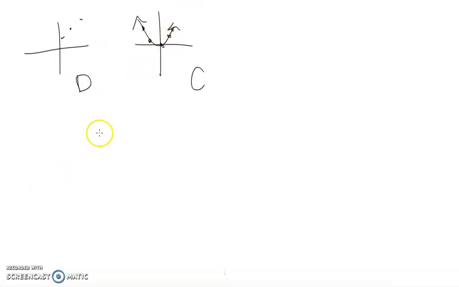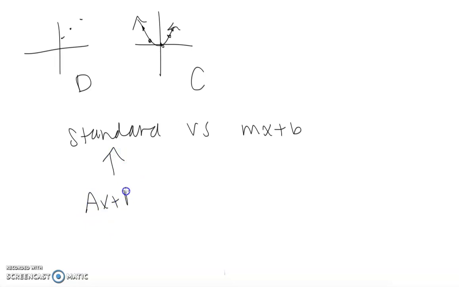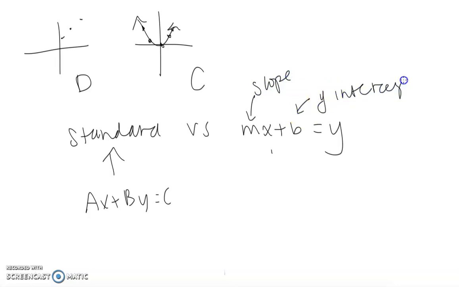Okay, the next thing we're going to be talking about is the different types of forms, just as review. So there's standard form versus the regular mx plus b. So standard is ax plus by equals c, whereas this is just equal to y. So a, b, and c are just number values, and then x and y are obviously x and y. And same goes for here, except m is called the slope, and b is called the y-intercept, which is actually what we're going to be talking about in today's video. Okay.